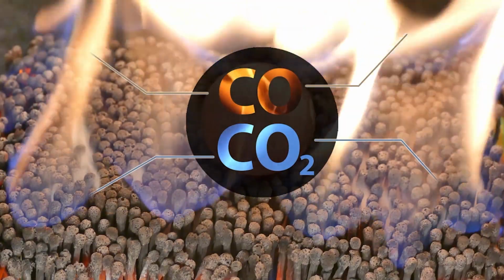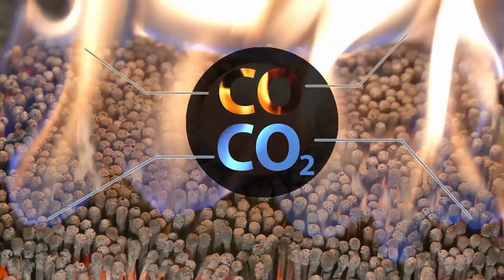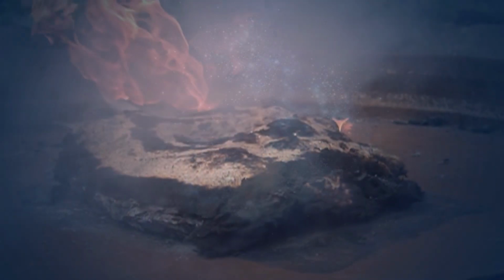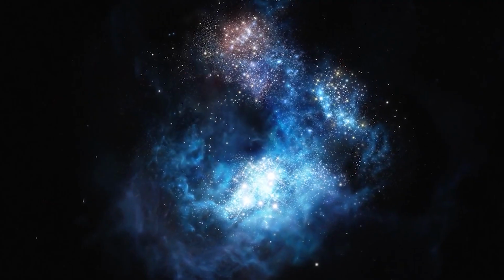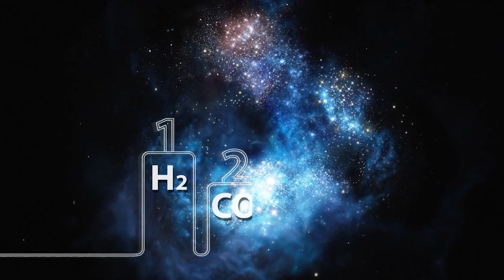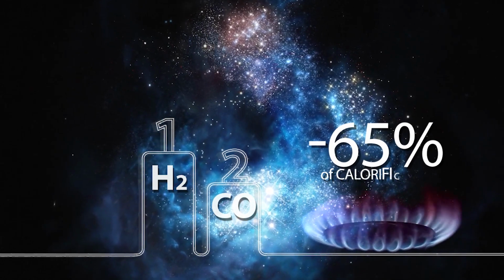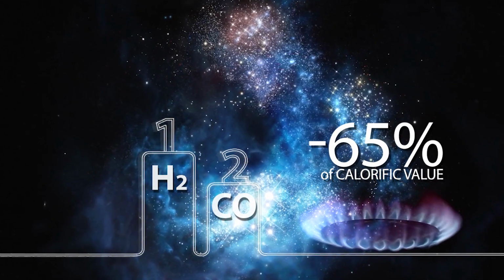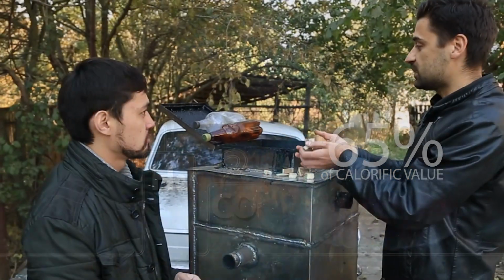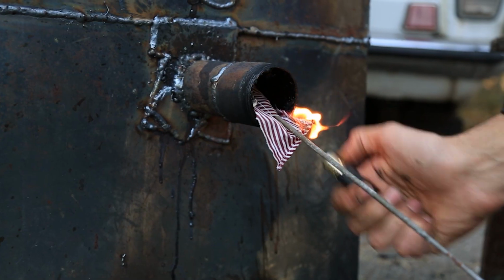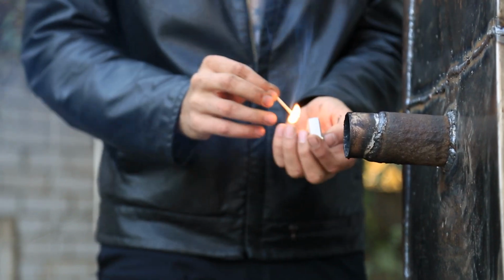The difference between carbon dioxide and carbon monoxide is that carbon dioxide doesn't burn. Fire extinguishers are filled with it. Carbon monoxide is combustible. It is the second most common gas in the universe after hydrogen, and only 65% weaker than the methane gas we use to cook. Ebelmann used the incomplete combustion process in his gasifier, maximizing the conversion of smoke into combustible gas.